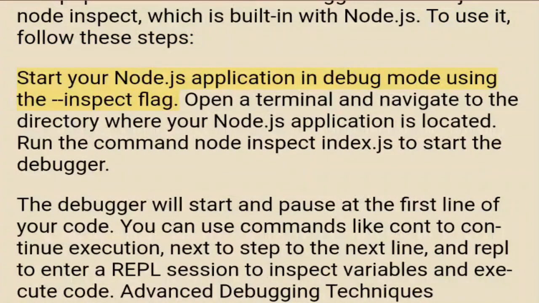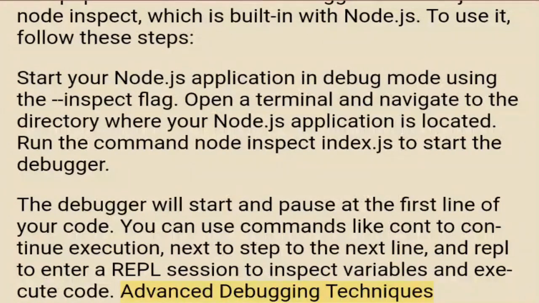Start your Node.js application in debug mode using the inspect flag. Open a terminal and navigate to the directory where your Node.js application is located. Run the command node inspect index.js to start the debugger. The debugger will start and pause at the first line of your code. You can use commands like cont to continue execution, next to step to the next line, and repl to enter a REPL session to inspect variables and execute code.